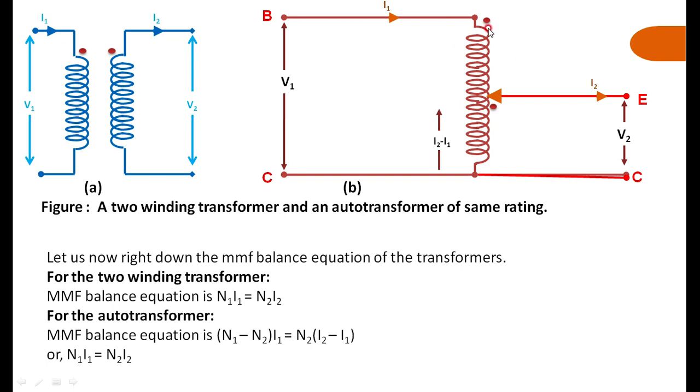Therefore, the MMF of this one is N1 minus N2 into I1, whereas the MMF of the lower portion, that is EC, which is common to both primary and secondary, has the number of turns N2 and the current I2 minus I1. Therefore, the MMF balance equation is N1 minus N2 into I1 plus N2 into I2 minus I1. Then if we simplify this equation, once again we get the balance equation N1 I1 equal to N2 I2. This identity of equating the MMF of the primary and secondary, I am using in the next slide.